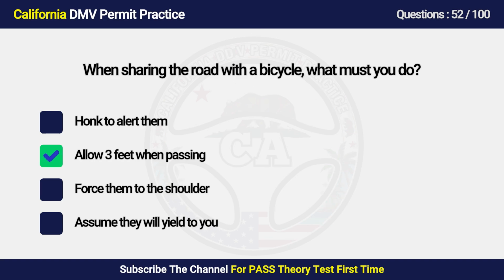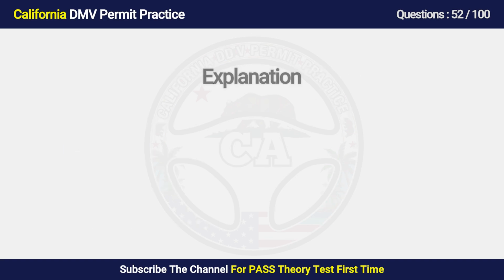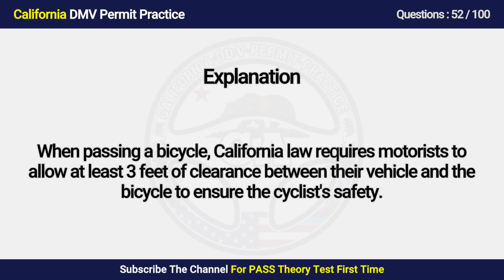Answer is B. Allow 3 feet when passing. When passing a bicycle, California law requires motorists to allow at least 3 feet of clearance between their vehicle and the bicycle to ensure the cyclist's safety.